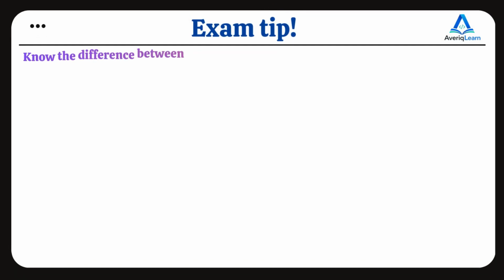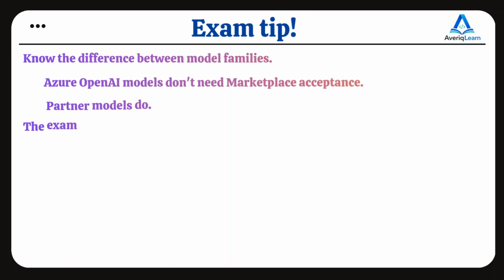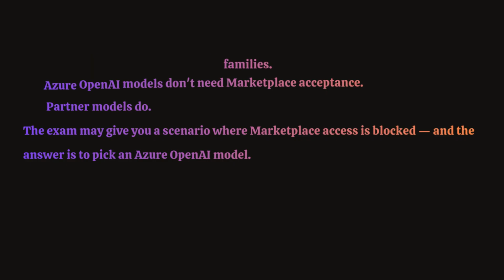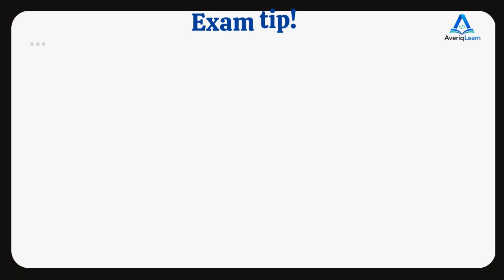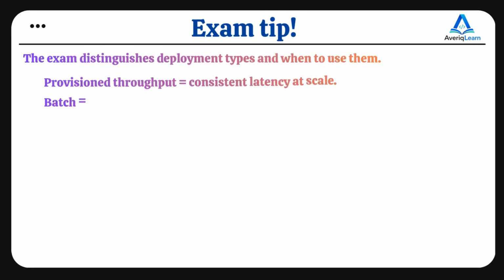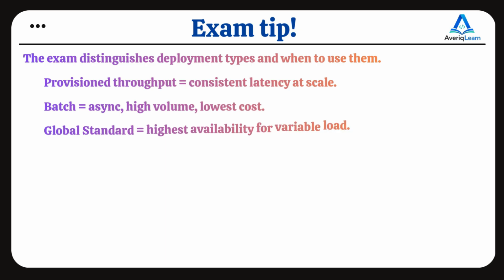Keep these exam tips in mind. Model families: Azure OpenAI models don't require marketplace acceptance, but partner models do. If a scenario blocks marketplace access, lean toward Azure OpenAI. Deployment types: Provisioned throughput, best for consistent latency at scale. Batch, ideal for high-volume, asynchronous, low-cost tasks. Global standard, your go-to for high availability with variable loads.